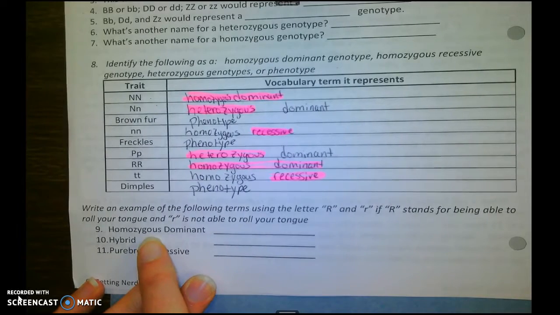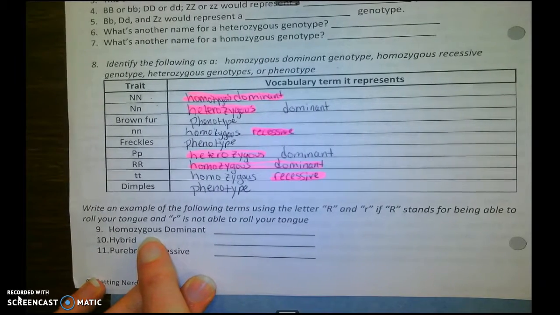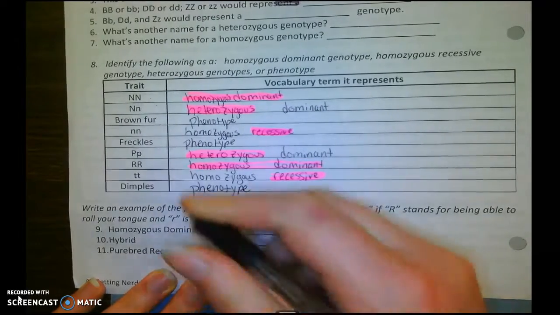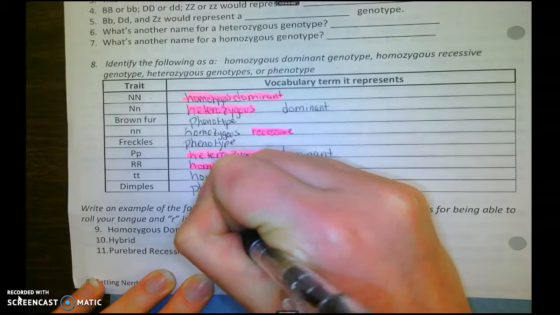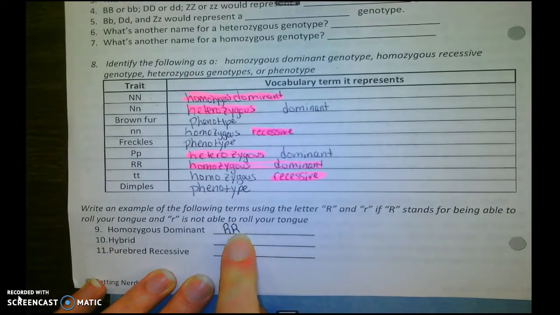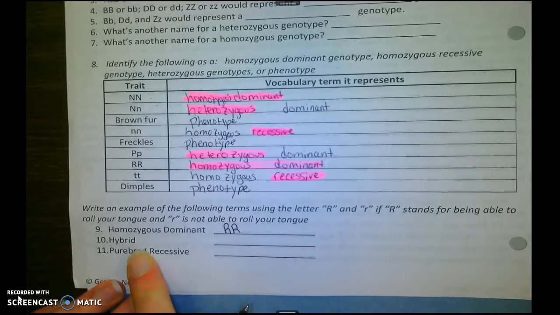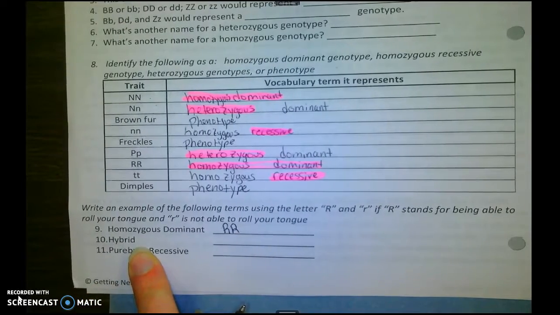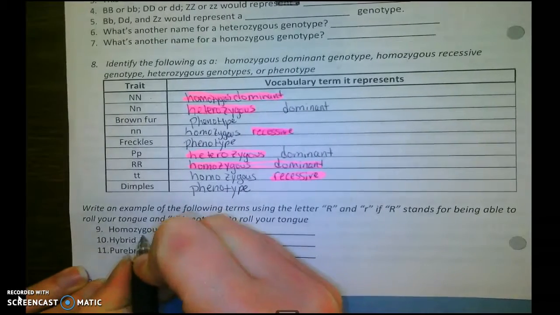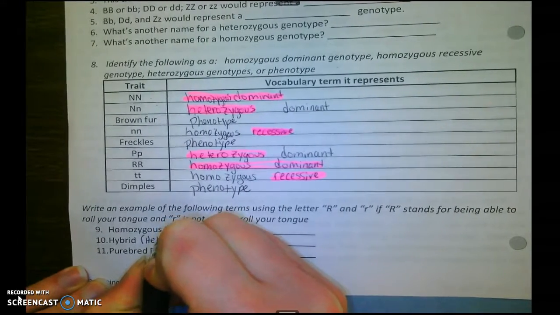Okay? Homozygous, that means the same. Dominant means capital. So I am going to write 2 capital R's. Homozygous dominant would be 2 capital letters. If I want to talk about hybrid, well, we know from our vocabulary that hybrid is the same thing as heterozygous.